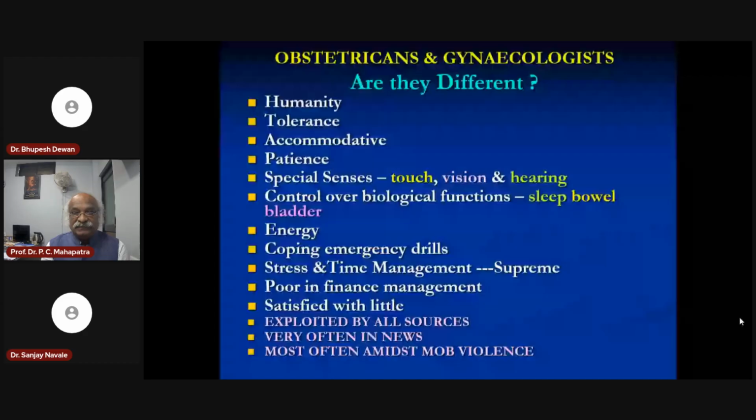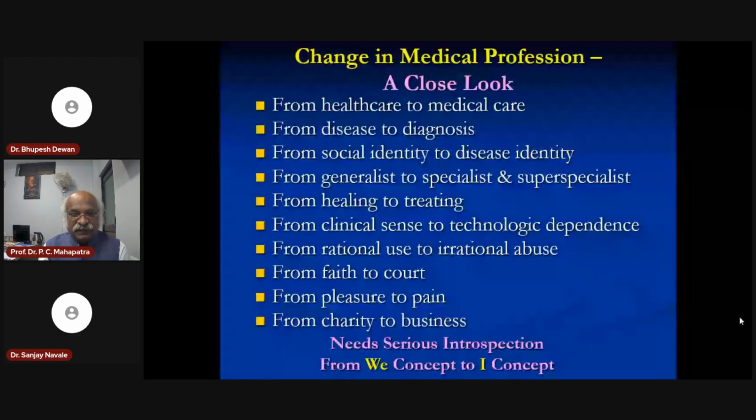From generalist to specialist and super specialist, as the different subspecialties of obstetrics and gynecology have grown up and evolved over the past few decades. From healing to treating, from clinical sense to technological dependence, and from rational use to irrational abuse, from faith to court, from pleasure to pain, from charity to business. And that's why it needs a serious introspection. And lastly, from we concept to I concept. It should be we concept rather than I concept. I means illness, we means wellness, and that should be changed.